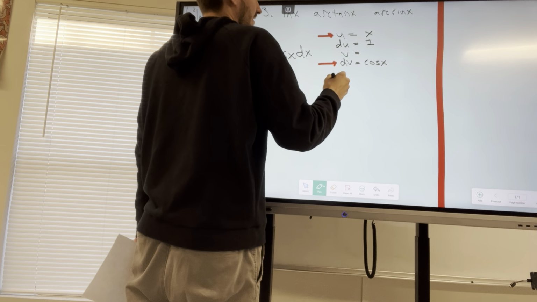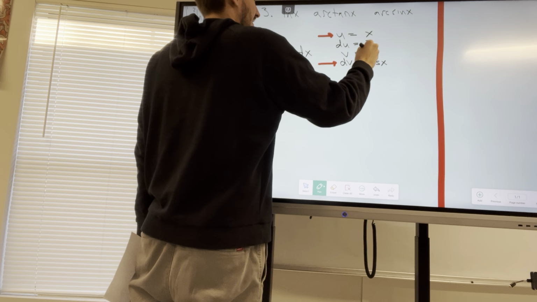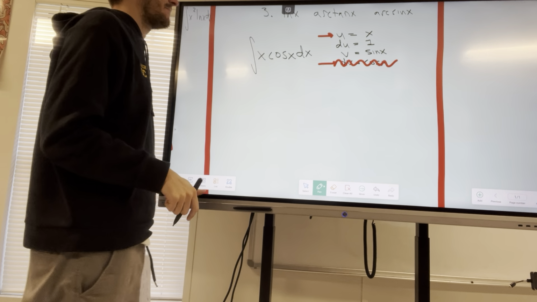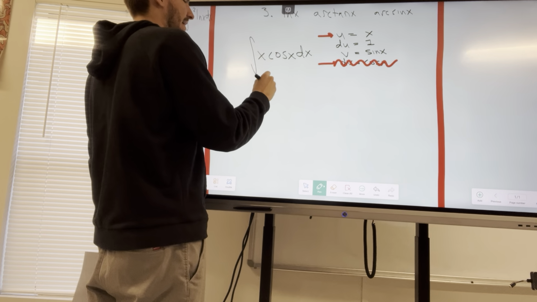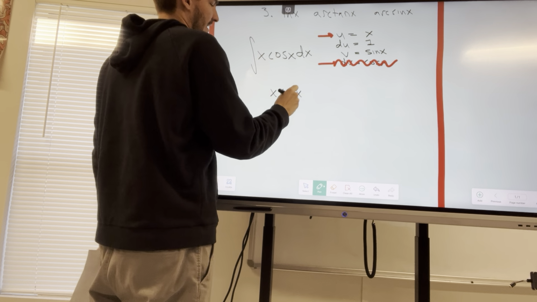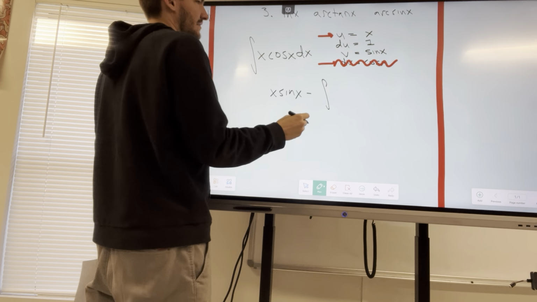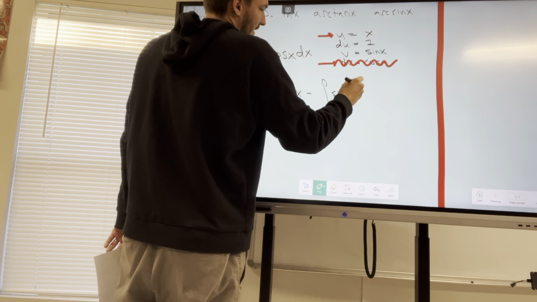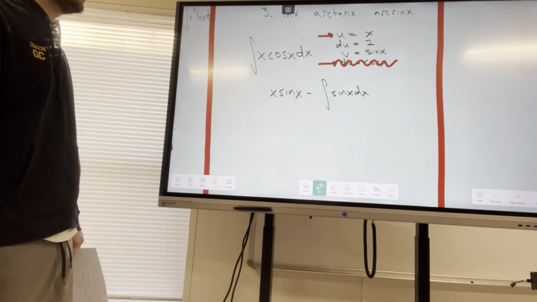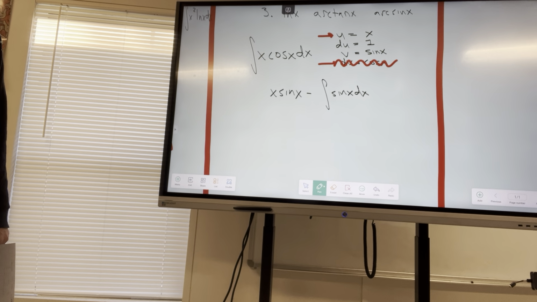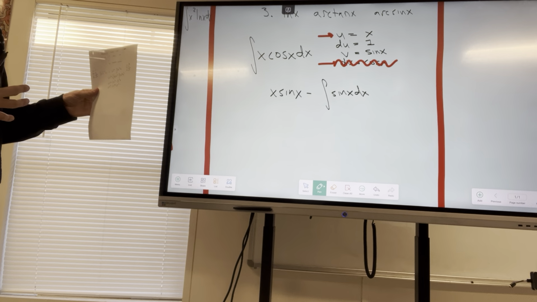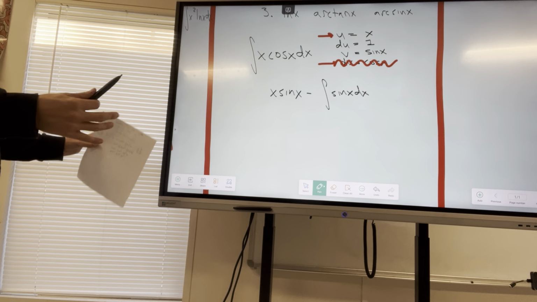du is gonna be 1, the integral of cosine is sine. I'm not gonna be using dv anymore. I'm gonna do my pattern here of x sine x minus the integral of 1 sine x dx. I'm always gonna have a second step where I actually have to do the integral of that piece, but hopefully it looks easier than it did at the start, and it does.